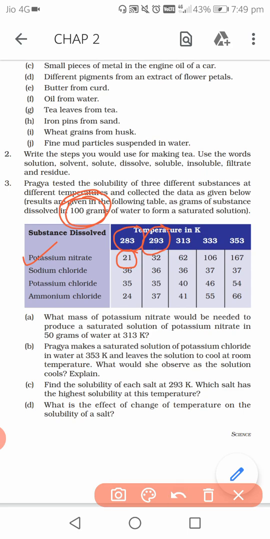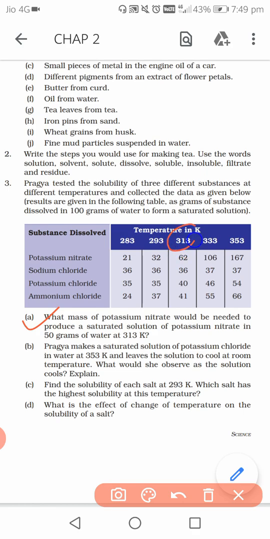Now we will see what questions are given. First question, this one: what mass of potassium nitrate would be needed to produce a saturated solution of potassium nitrate in 50 gram of water at 313 Kelvin?